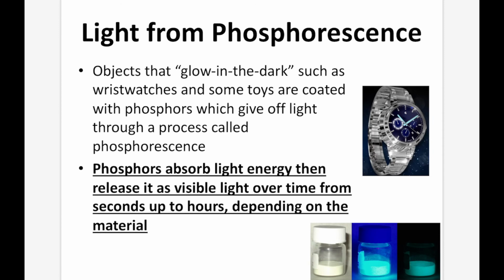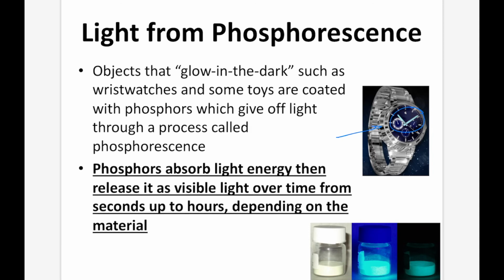Light from phosphorescence. Objects that glow in the dark, such as wristwatches and some toys, are coated with phosphors, which give off light through a process called phosphorescence. These phosphors absorb light energy, then release it as visible light over time, from seconds to hours, depending on the material. So you can see the phosphors glowing in this wristwatch.